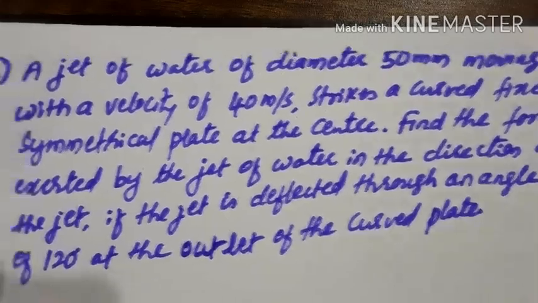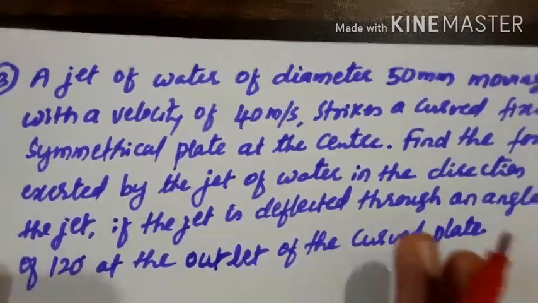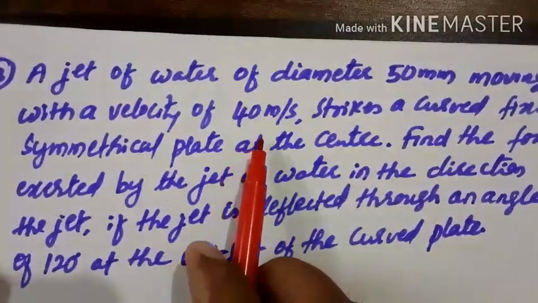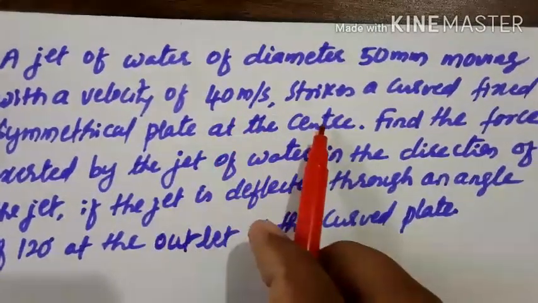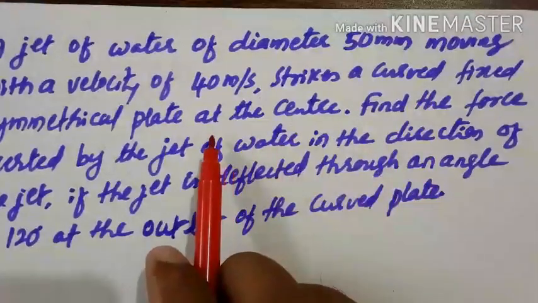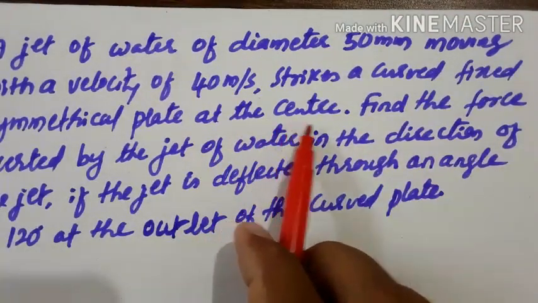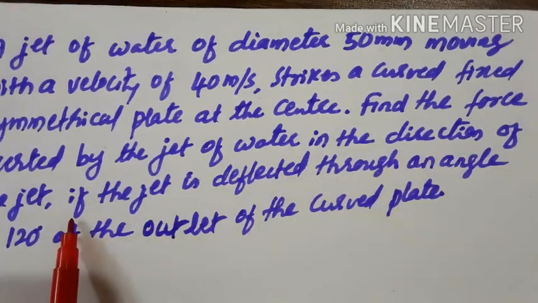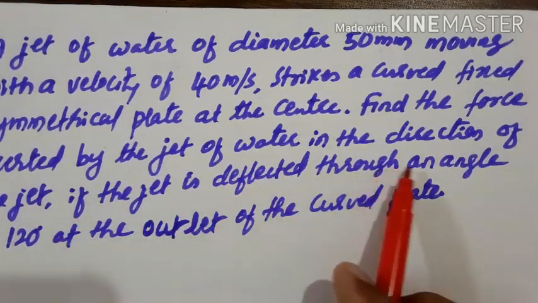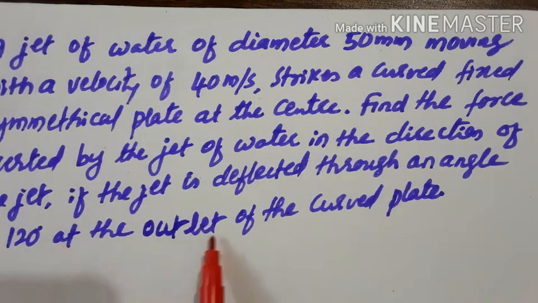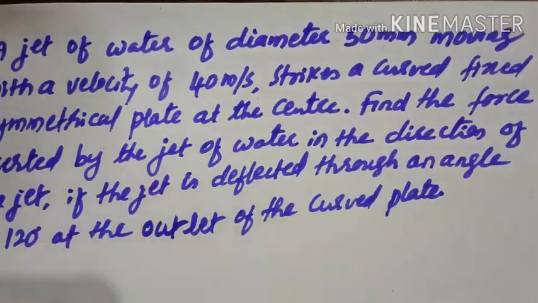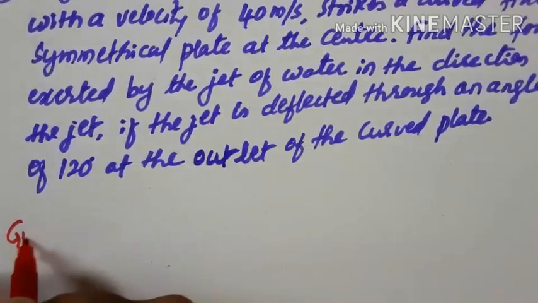In this example, a jet of water of diameter 50 mm moving with a velocity of 40 meter per second strikes a curved fixed symmetrical plate at the center. Find the force exerted by the jet of water in the direction of the jet if the jet is deflected through an angle of 120 degree at the outlet of the curved vane. So again this is a similar problem to the first one I solved. And let's write the given data first.